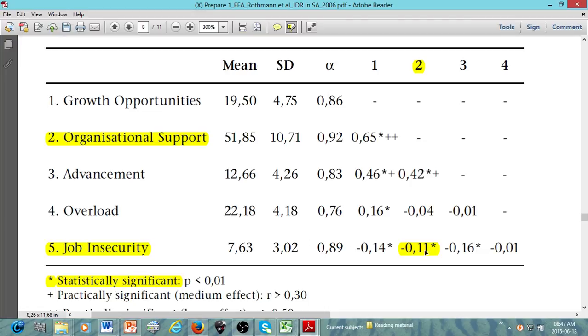So, like we were saying, we see over here that the correlation coefficient between job insecurity and organizational support is a negative relationship, and it's equal to 0.11. Now, what does a negative relationship mean again? It means that if a negative linear relationship exists between two variables, then as the one variable increases, the other variable will decrease.